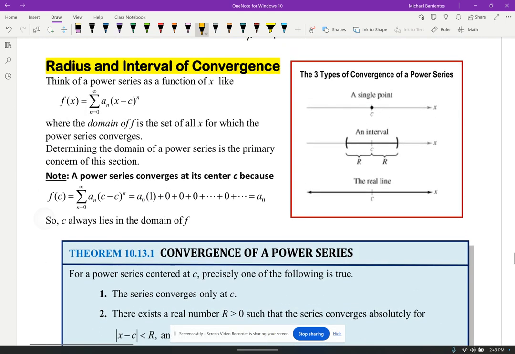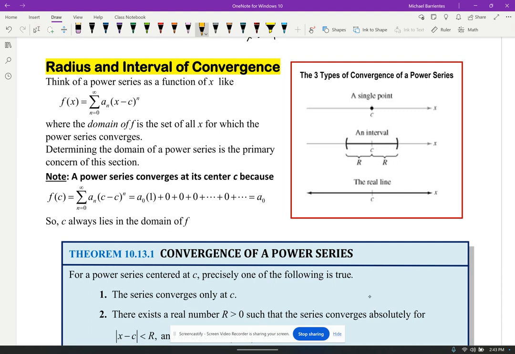And so there's only three things that can happen. Number one, the center is the only point where convergence happens. Or, number two, there's an interval of convergence. There's a starting point and an ending point, and in that window, I have convergence. I can pick any x value within the interval, and I will have convergence of the series. Or number three, every x value causes convergence. So it's either nothing but a single point, or it's every x value, or it's an interval of x values.